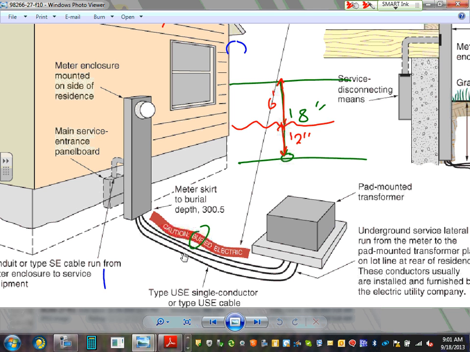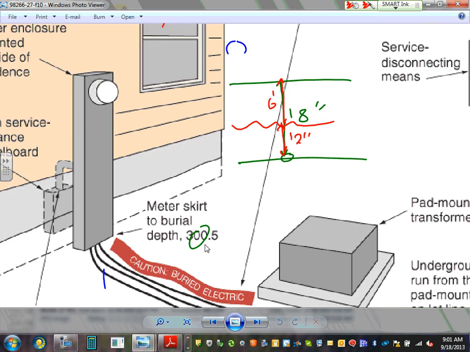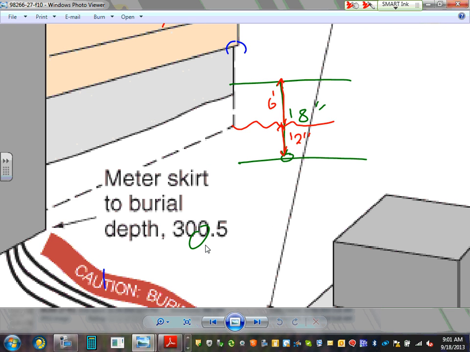Now you can go 24 if you want to. That's a minimum, remember. Minimum. Any comments, guys? Any questions about that? All this is coming from this table, 300.5. It will give you the burial table for all the cables that you need to do.